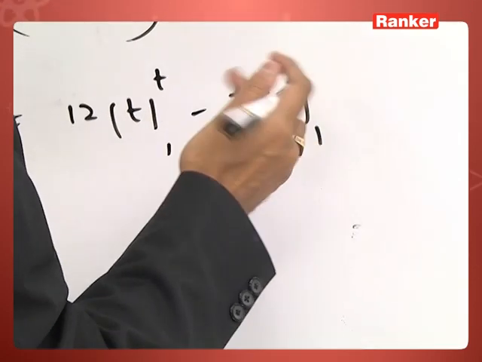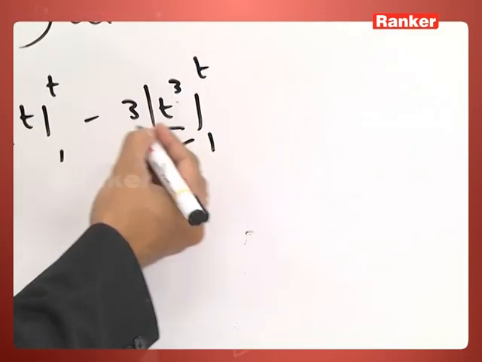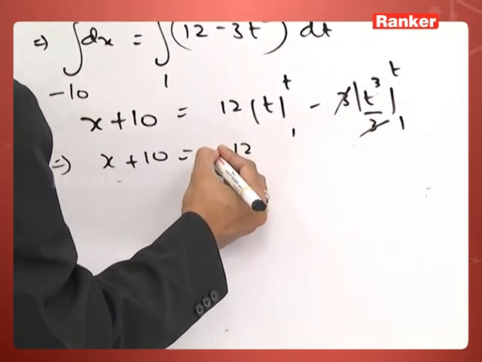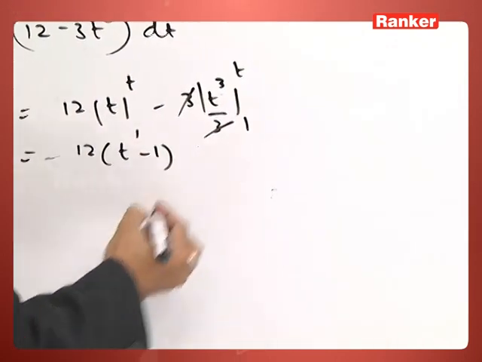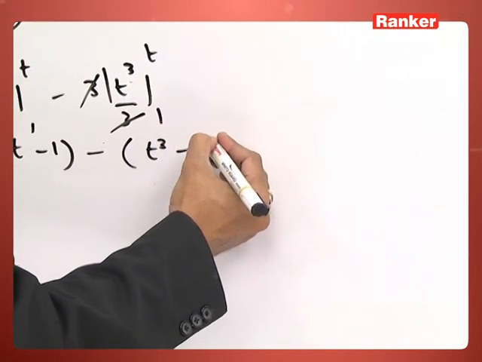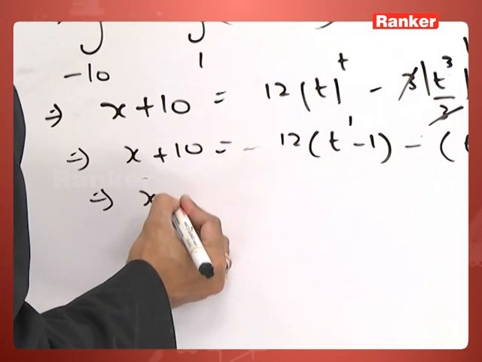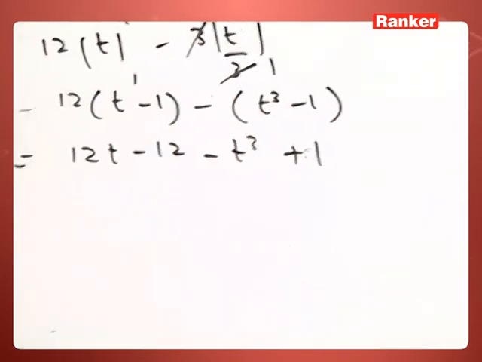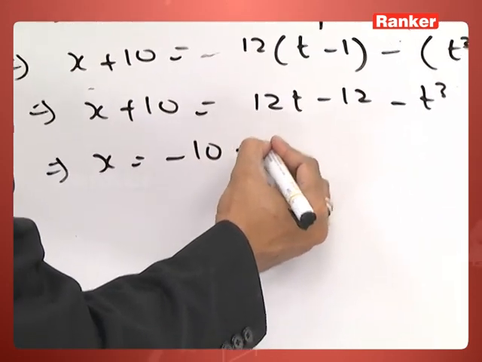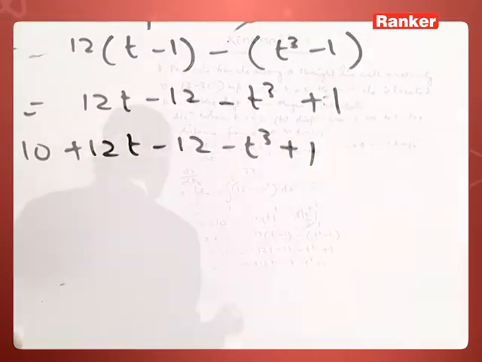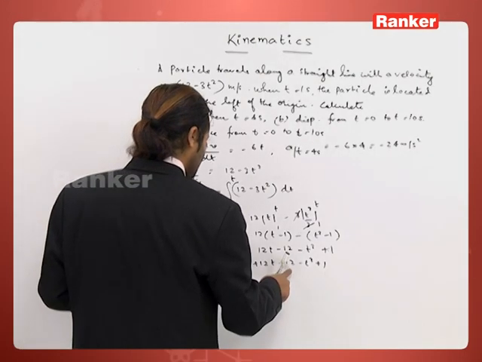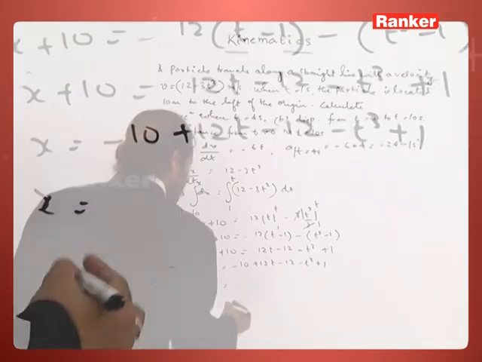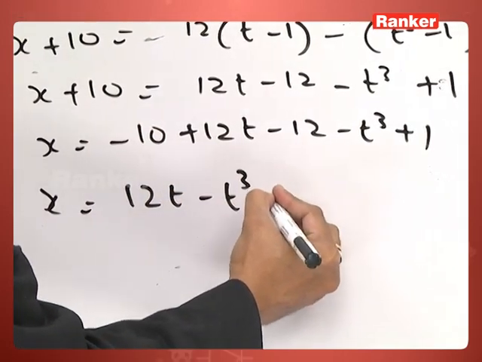This integration will be from 1 to t. The integral of t square is t cube by 3. So x plus 10 is equal to 12 times (t minus 1) minus (t cube minus 1). So x plus 10 equals 12t minus 12 minus t cube plus 1. So x is equal to minus 10 plus 12t minus 12 minus t cube plus 1. Minus 10 minus 12 becomes minus 22, plus 1 is minus 21. So x is equal to 12t minus t cube minus 21.